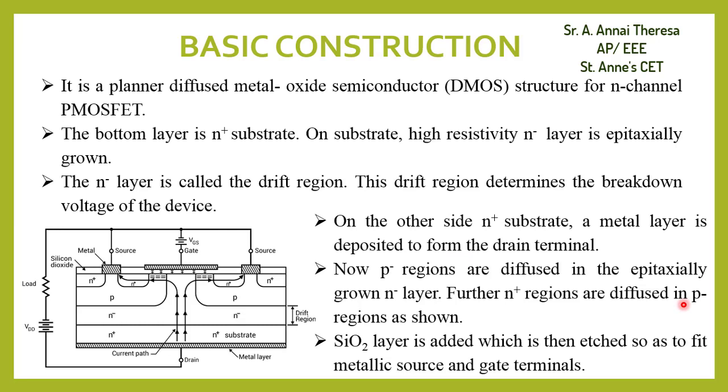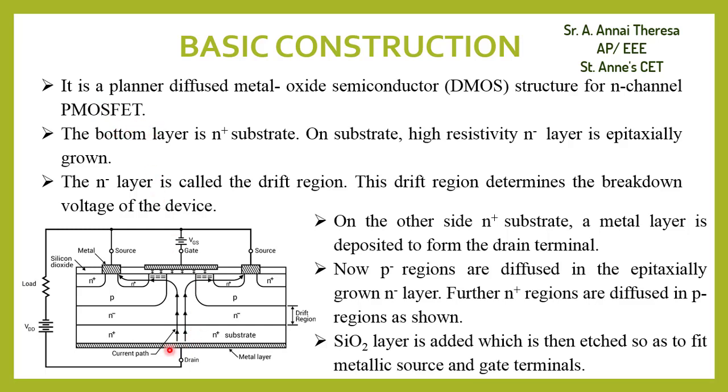Now we can see the basic construction. This is a planar metal oxide semiconductor structure for an N-channel power MOSFET. There are two types, the N-channel power MOSFET and the enhancement MOSFET, but in this session we will study the N-channel power MOSFET.